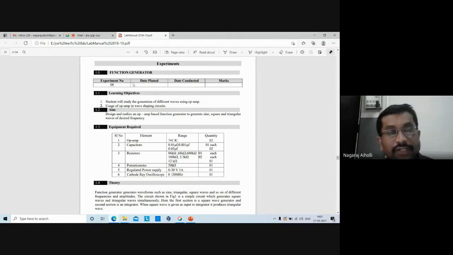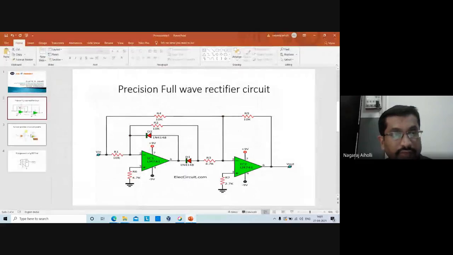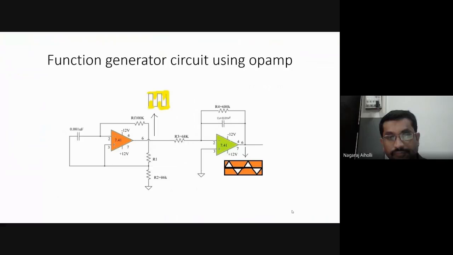Here we will be rigging up the circuit for the function generator using op-amp. So the circuit is like this. This is our function generator using the op-amp. There are two amplifier circuits. From the output of the first amplifier, we are getting the square waveform, and the second op-amp circuit is nothing but the integrator circuit here. Integration of square wave is triangular waveform. This is the integrator circuit, which is producing the triangular output.